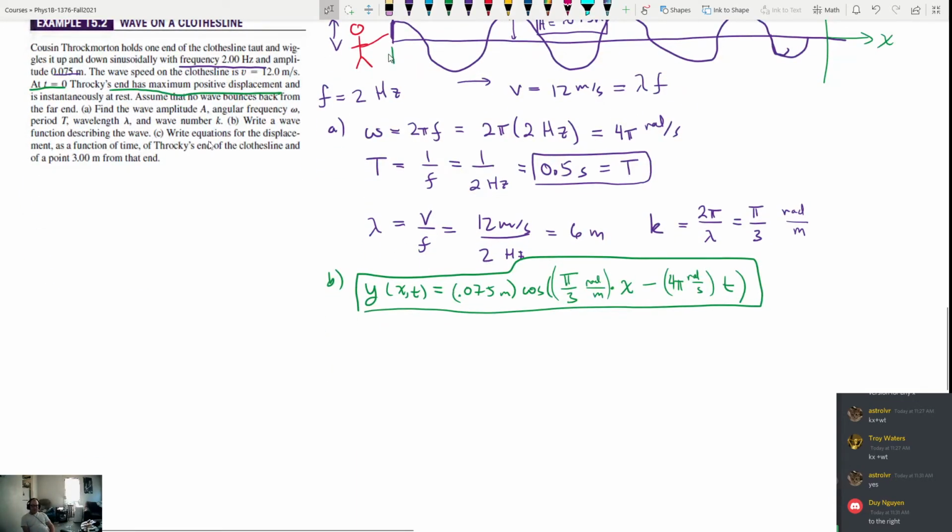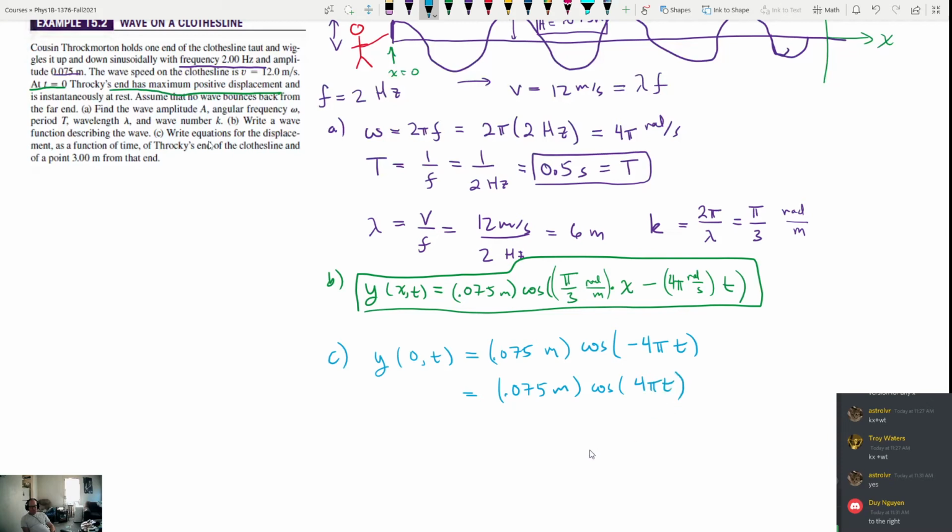So this point on the clothesline here was said to be x equal to 0. So to solve for part C, all we have to do is to find the equation of y of 0 comma t. So that's going to be 0.075 meters, I'll write that unit, multiplied by the cosine of, if x is equal to 0, this just becomes negative 4 pi t. But the cosine of a negative is just a cosine, so we can also write this as 0.075 meters times the cosine of 4 pi times t. So that'd be one way to write it. This is the displacement of the end that Throckmorton's holding over here.